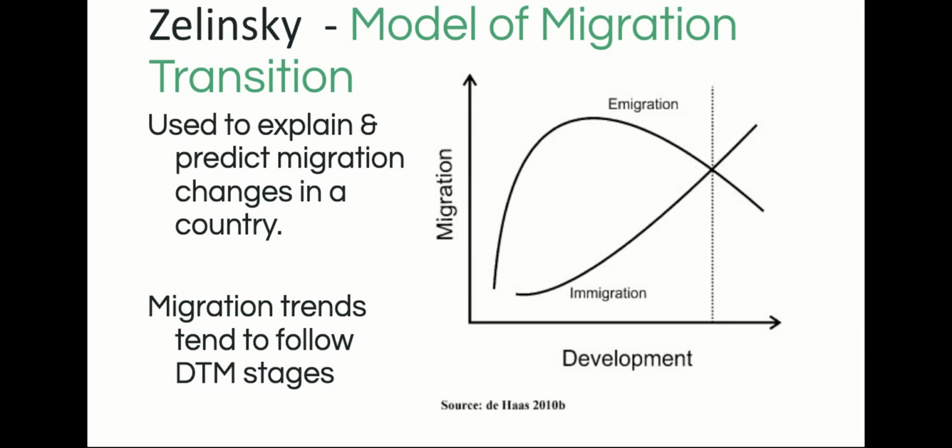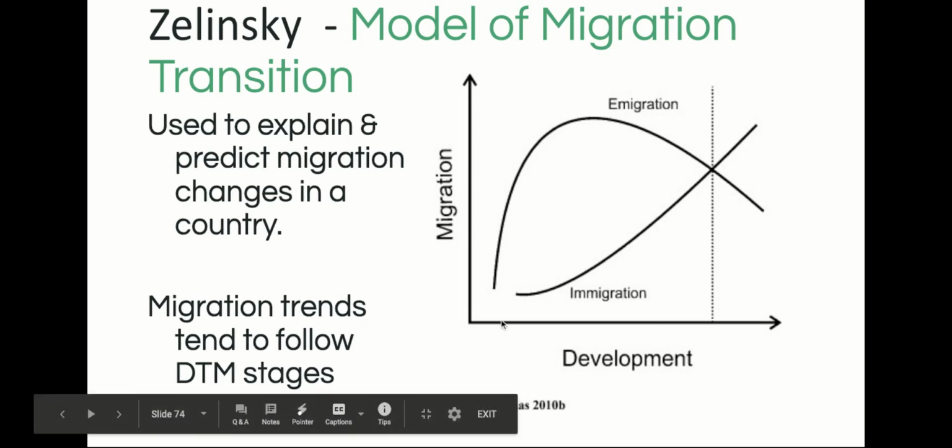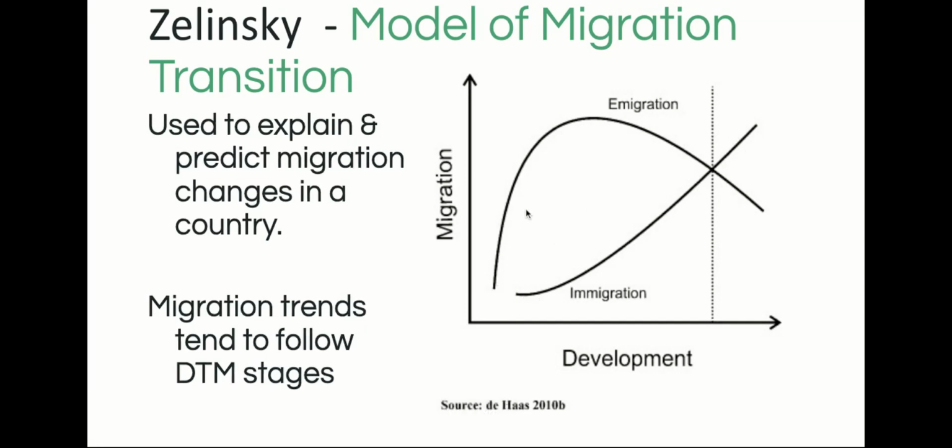Okay, moving on, we have Zelinsky. So Zelinsky's migration model tends to follow demographic transition. And I want you to kind of look at the graph here. I don't know if you'll be able to see my cursor or not. But when we're looking at Zelinsky, notice you have the two axes on there. One shows immigration, and one shows emigration, or the movement outside of a country. So immigration is movement into a country. Emigration is movement outside of a country.